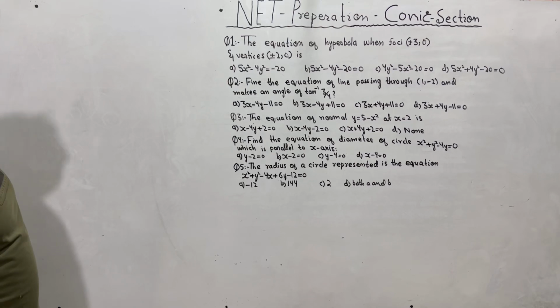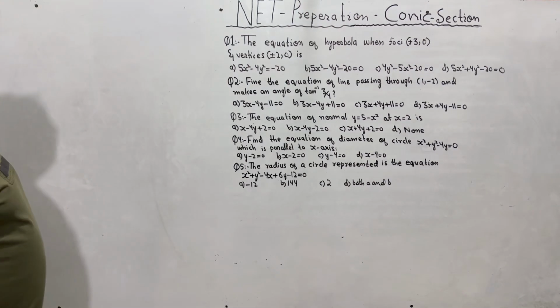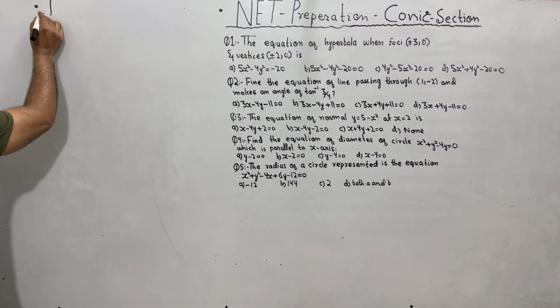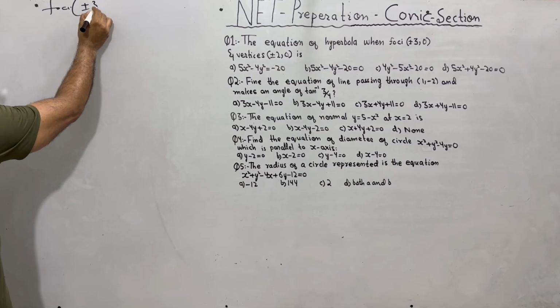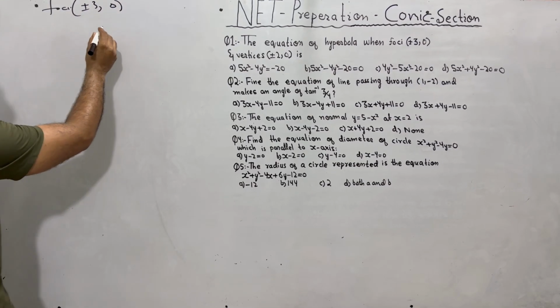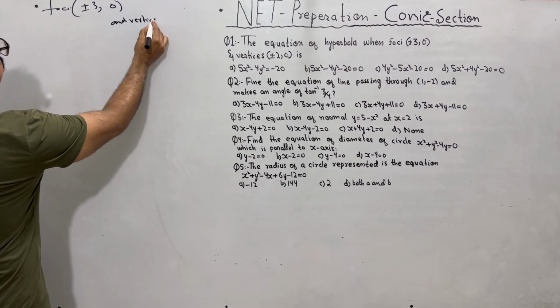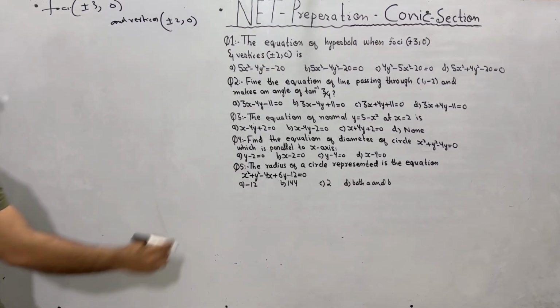Question number 1 reads: find the equation of a hyperbola when the foci and vertices are given. Its foci, I mostly pronounce this as foci, are plus minus 3 and 0, and vertices plus minus 2 and 0.